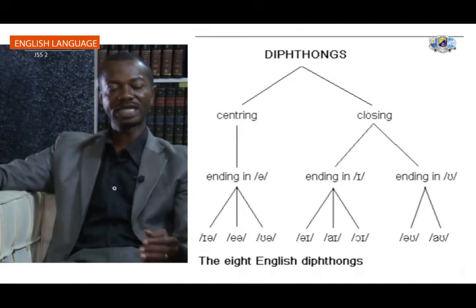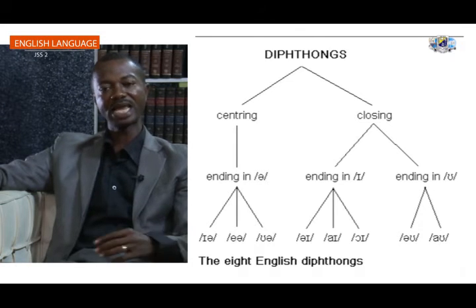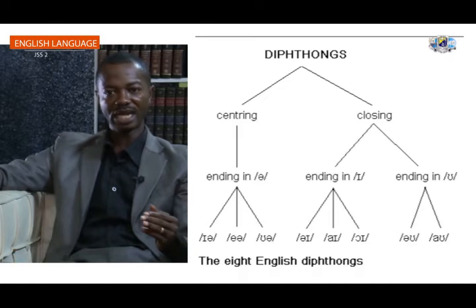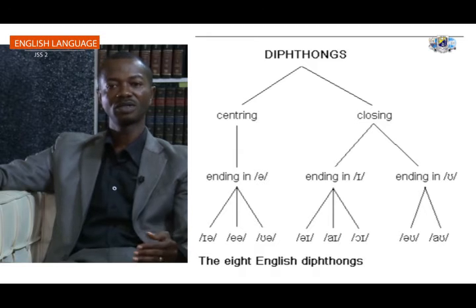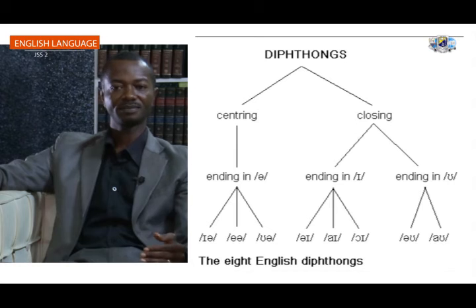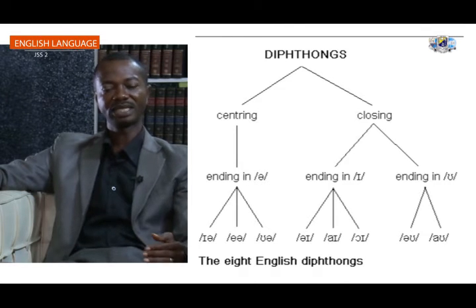So the central diphthongs are three in number. They are the ear, that's the E and the schwa. The schwa in this case is pronounced as e. So we have ear, as in fear, as in deer, an animal, as in idea.